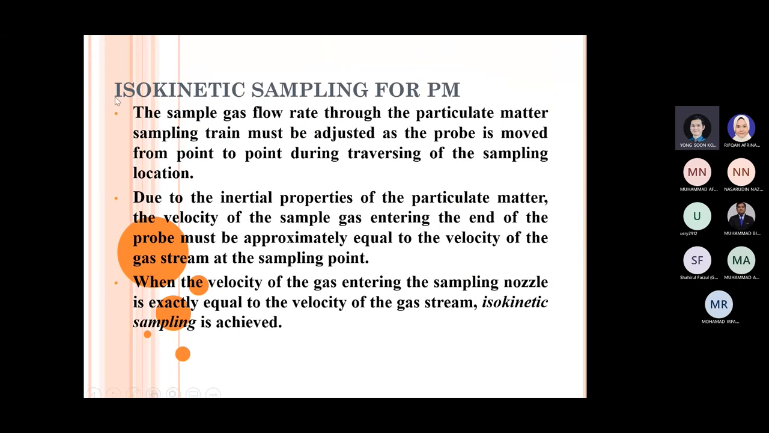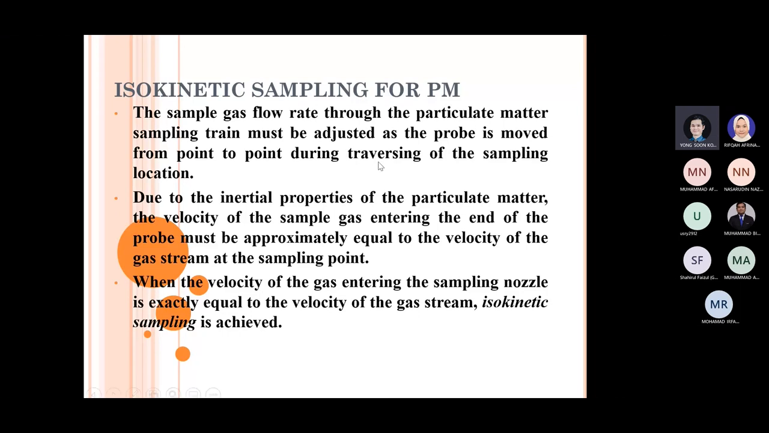Earlier I promised you to explain what isokinetic means and why it is so important. Now, the sample gas flow rate through the particulate matter sampling train must be adjusted as the probe is moving from point to point during traversing of the sampling location. So it is said that this so-called sampling train is not mounted permanently to the stack, but rather it is only used when there is a need. So there must be an operator going to one point, sticking this probe into it and doing the sampling.